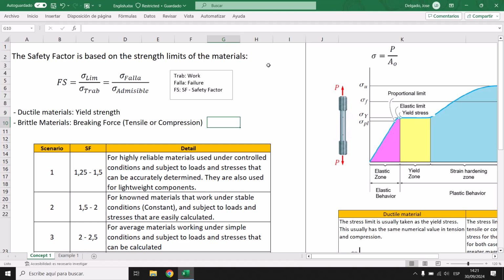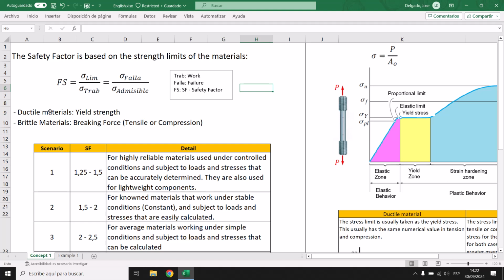So the first thing that we should remember is about safety factor. You can see right here, safety factor is based on the strength limits of the material. This is in a Spanish symbol text, but I have some translation here: work, failure, and safety factor. This is our limit stress, the work stress, the failure stress divided by the admissible stress. So this is something that you have to remember about safety factor.